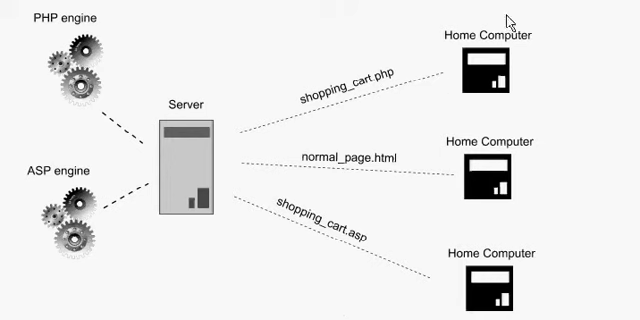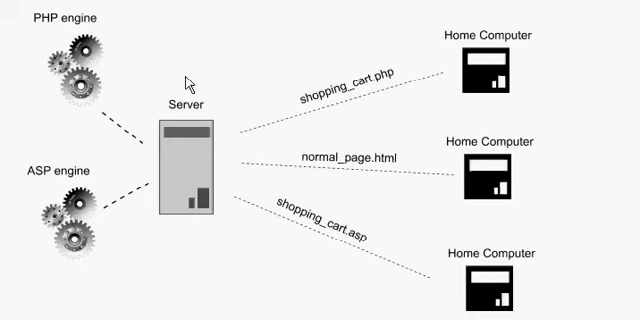So let's say this is your home computer and you come to killersites.com and you click a link that takes you to shoppingcart.php. When you click that link, that's what the nerds would call making a request to the server. Basically, when you click on a link, the browser shoots a message to the web server and says, send me the page called shoppingcart.php.